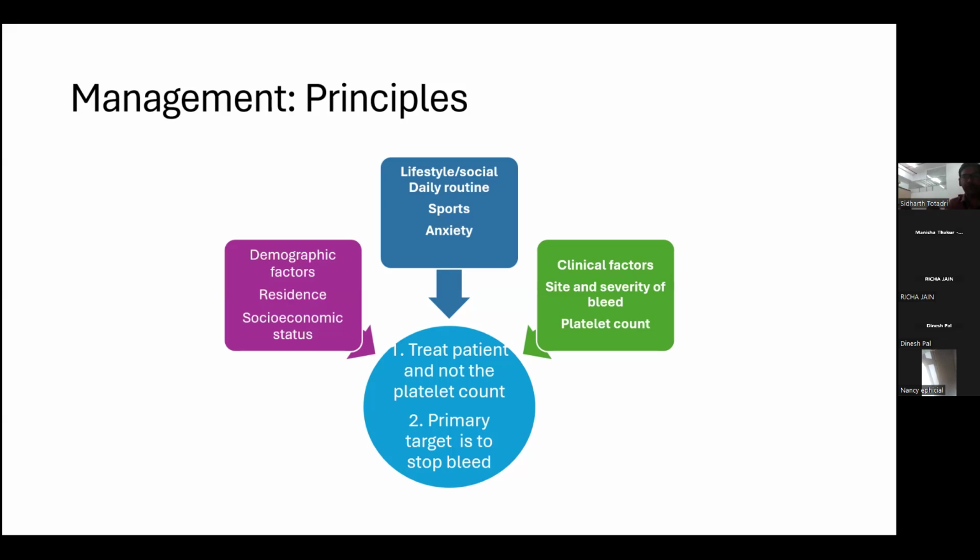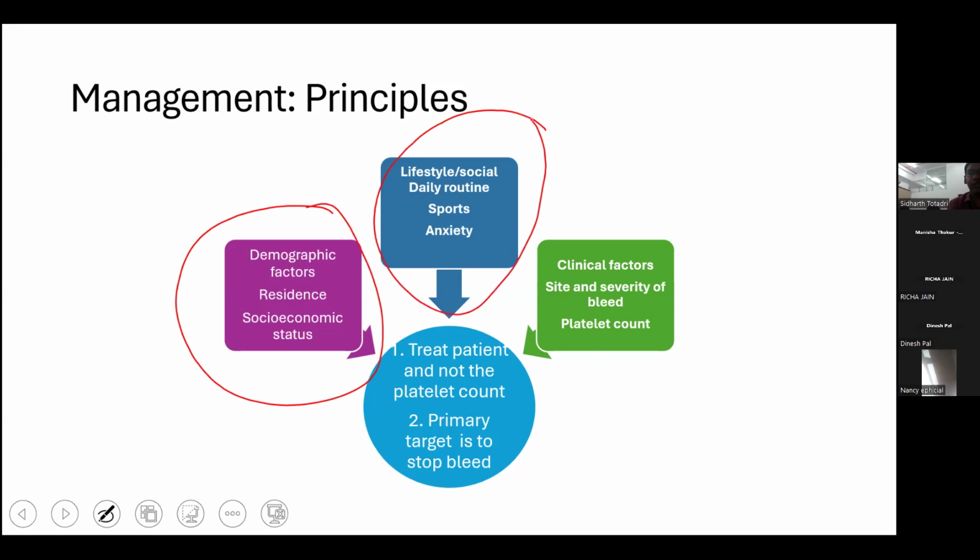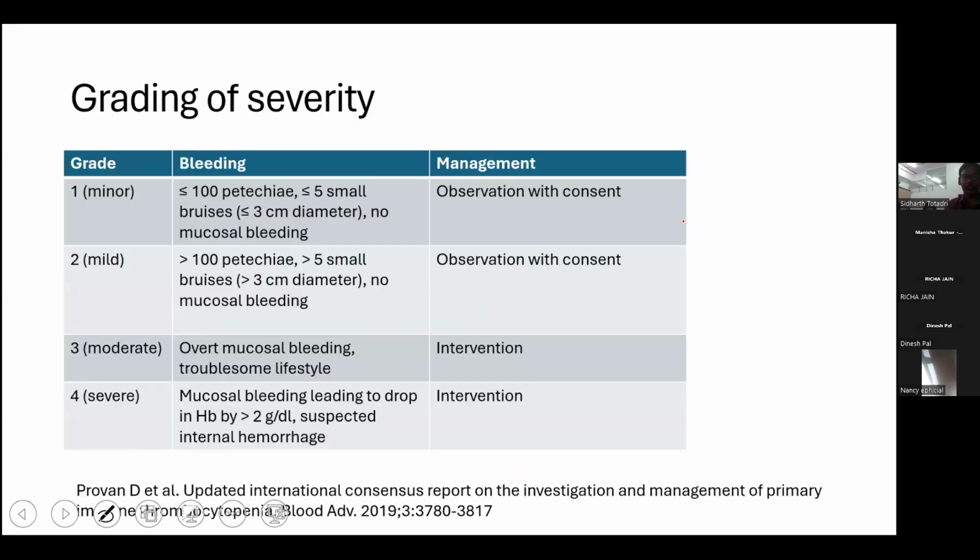But having said these two points, there are also a lot of other factors which come into the picture. You have to see where the patient resides, what the socioeconomic status is. You also have to see what the daily routine is. This might be a 10-year-old boy who is actively involved in some sports activity. And also what is the level of anxiety of the parents. And also, as I told you, where the child is bleeding from. And to an extent, how low the platelet count is also helps us in taking a decision.